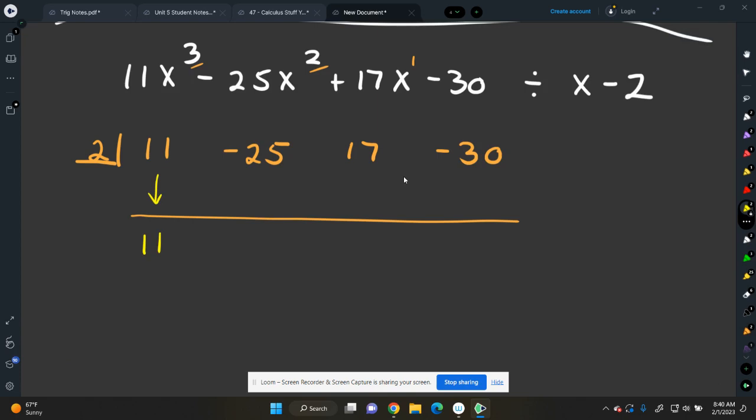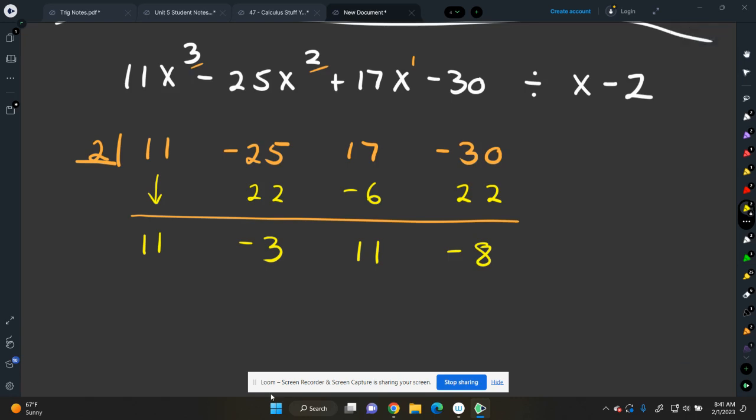Multiply. 2 times 11 is 22. And add. Negative 25 plus 22 is negative 3. And then we're going to multiply. 2 times negative 3 is negative 6. And then we add. 17 plus negative 6 is 11. 2 times 11 is 22. And then we add, and we get negative 8. So this time we have a remainder.